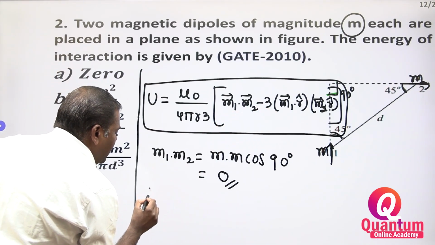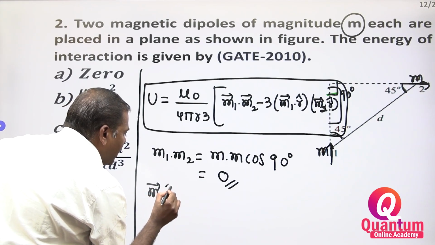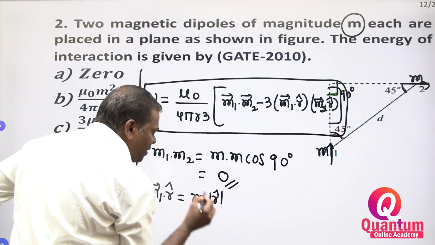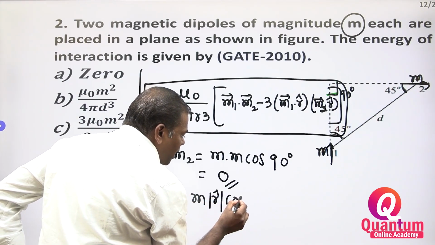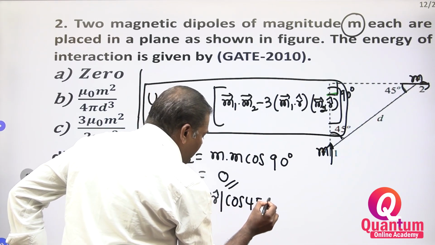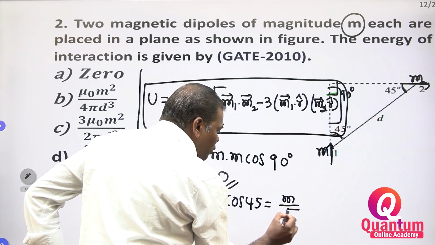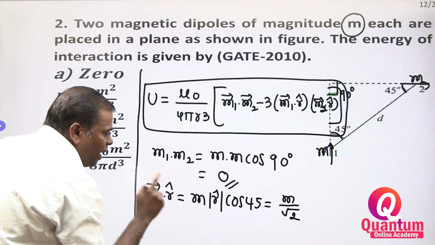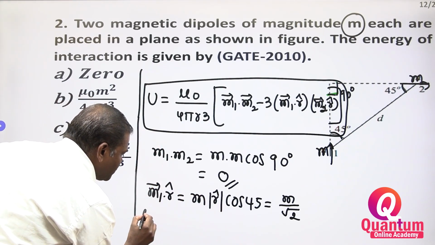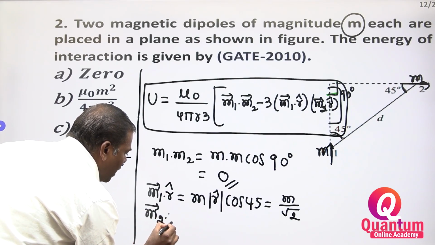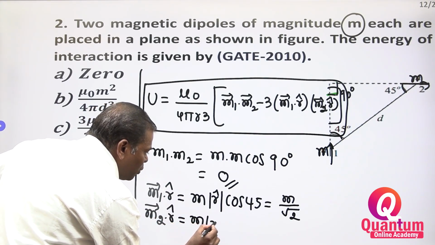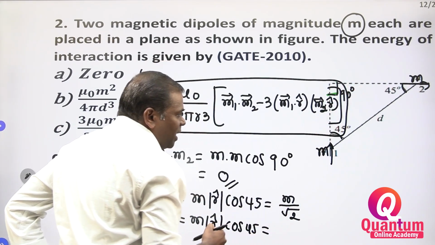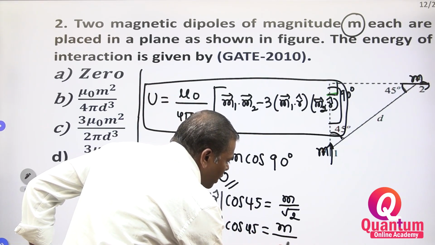Next you have to calculate m1 dot r cap. r cap is a unit vector. The magnitude of r cap is equal to 1. In the dot product, m cos 45 is equal to m by root 2, because cos 45 is equal to 1 by root 2. Similarly, m2 dot r cap is equal to m into r cap into cos 45, because m2 also makes 45 degrees, so this one is also m by root 2.